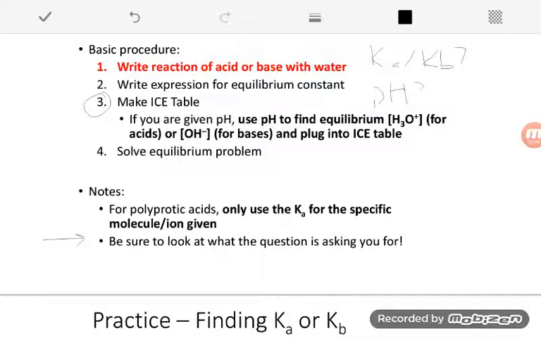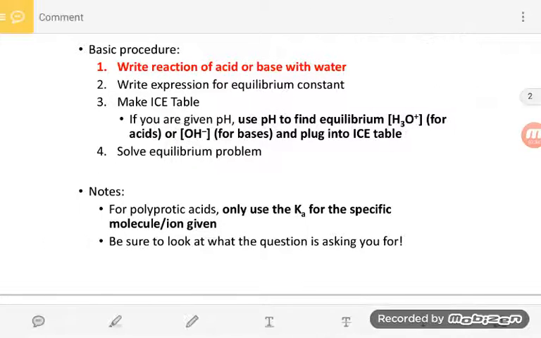If you're given a pH and asked to find Ka or Kb, keep in mind that pH is actually telling you your H3O plus concentration at equilibrium. Or if you're dealing with a base, you can use that to find your OH minus concentration at equilibrium. So again, if you're asked for Ka or Kb, you should be provided with a pH, and just keep in mind that you can use that to give you the H3O plus or OH minus concentration at equilibrium.